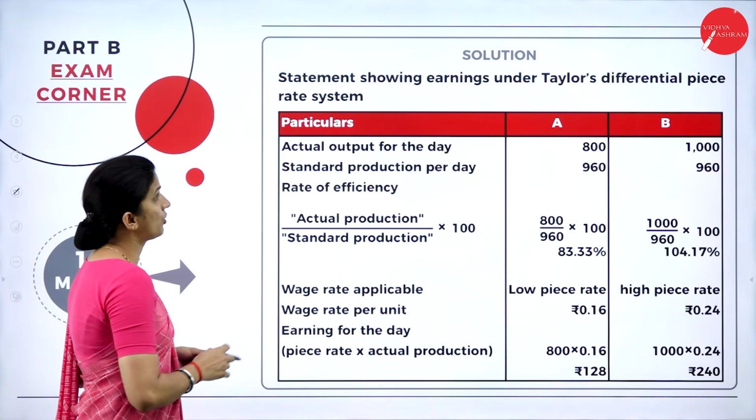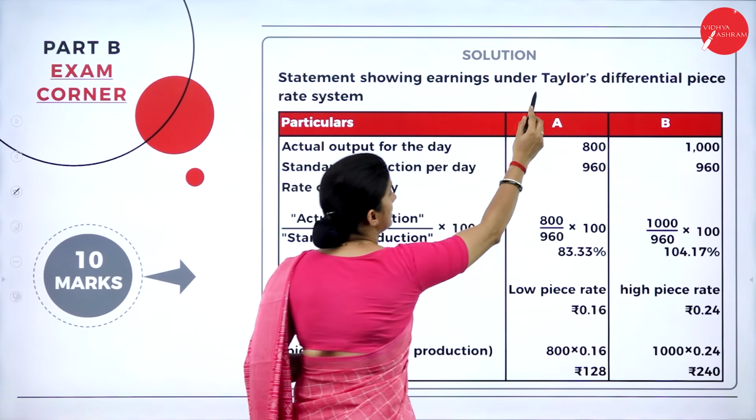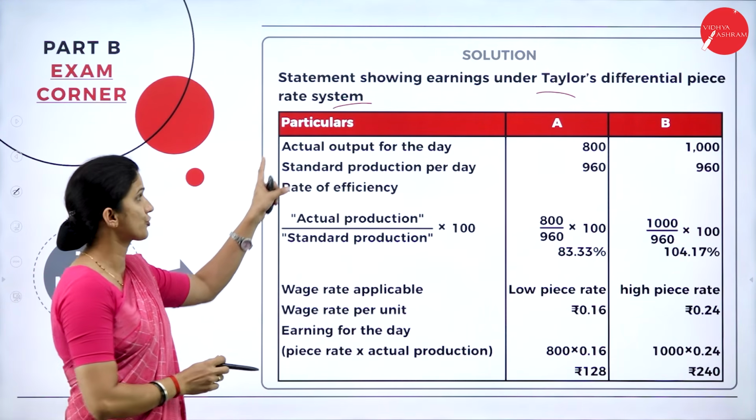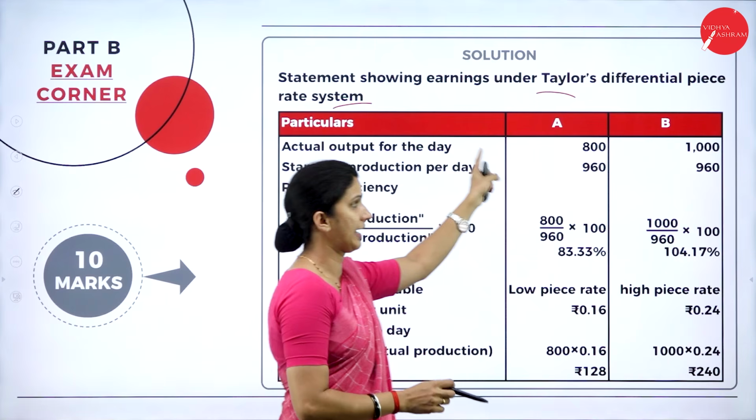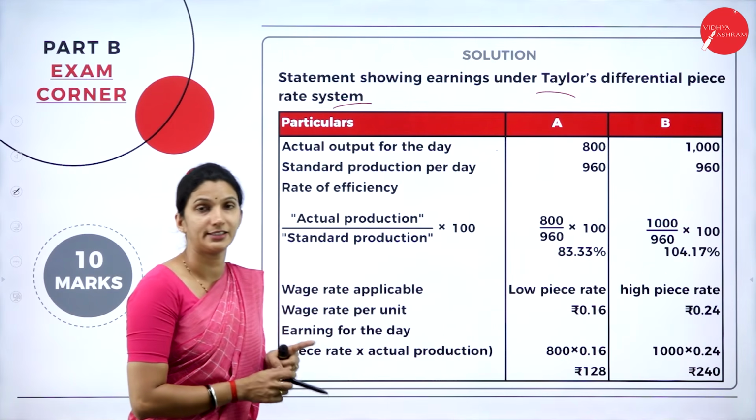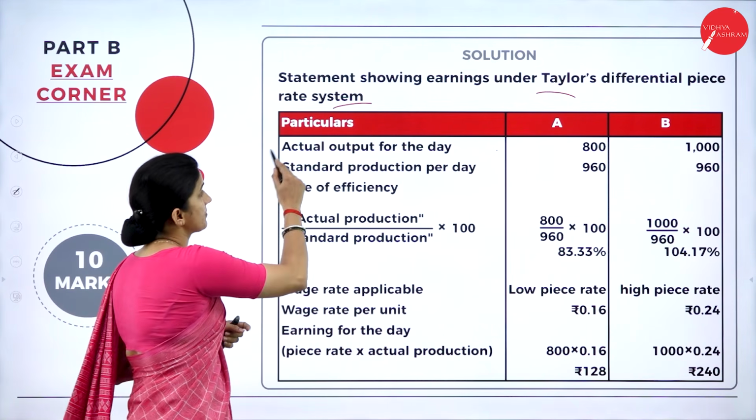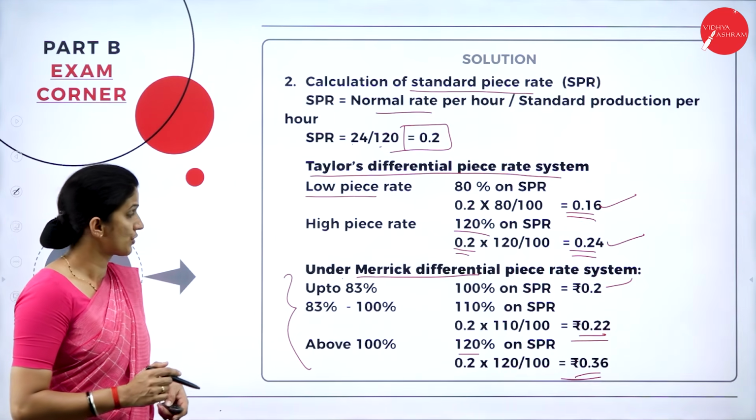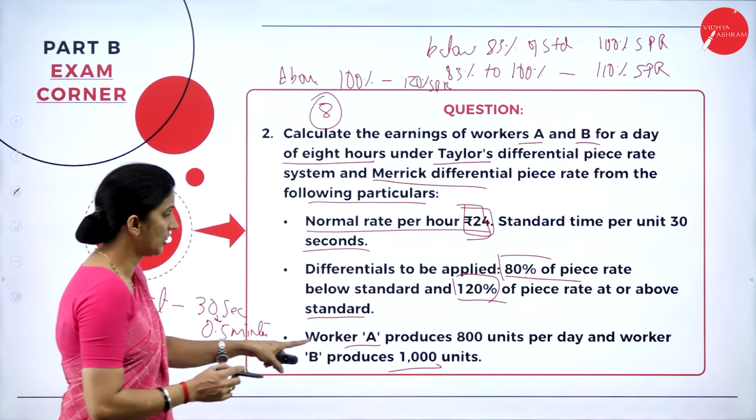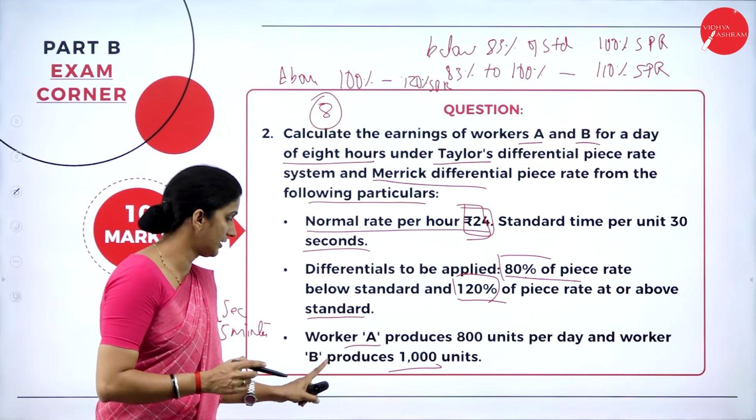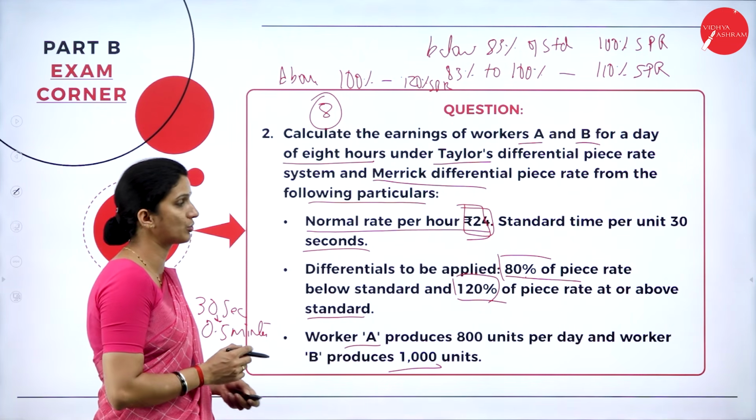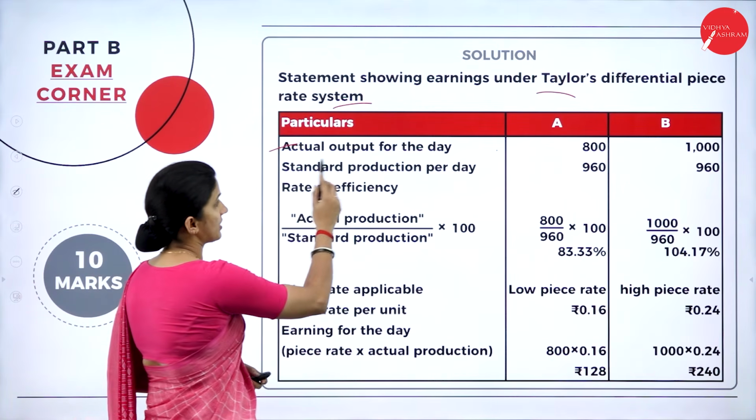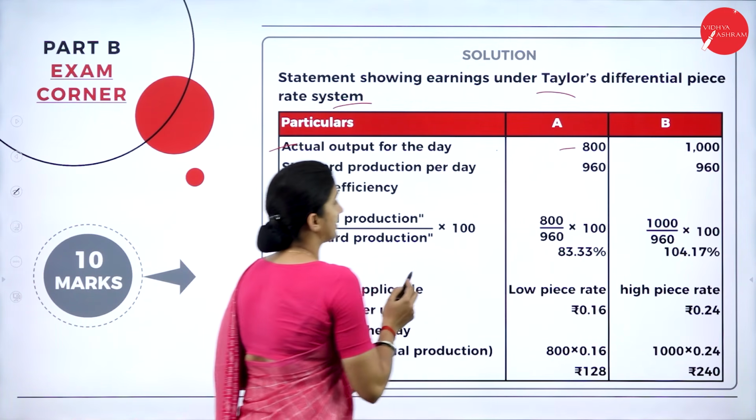So now we'll go for the total earnings under Taylor's differential piece rate system, for worker A and worker B. First we'll take the actual output of the day. In the question, worker A produced 800 and worker B produced 1000 units in a day of 8 hours. So the actual output is 800 and 1000.